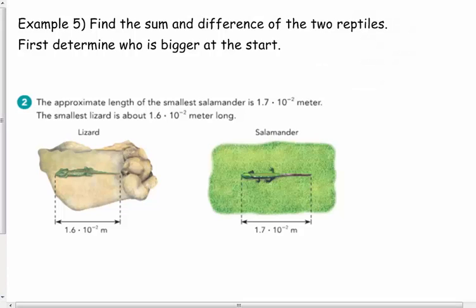The last example here is the approximate size of a salamander and a lizard. Here's the lizard on this rock, and the salamander on some grass. Find the sum and the difference. I'm going to let you do this one on your own, and then tomorrow in class we'll talk about sums and differences, and we'll go over this problem. The next lesson will deal with what happens when the powers are not the same. So we'll talk about that tomorrow.